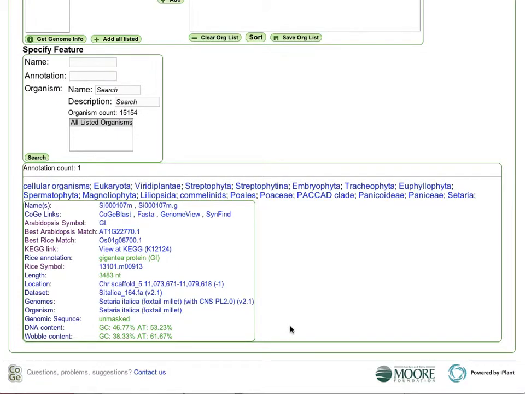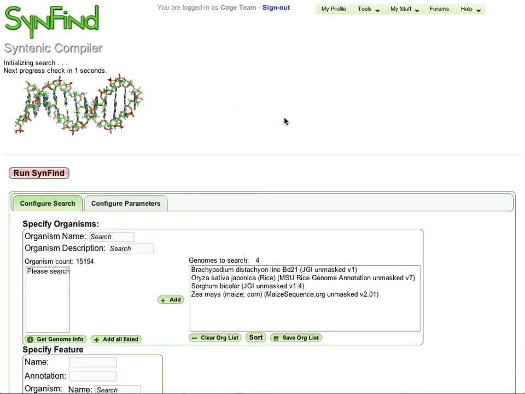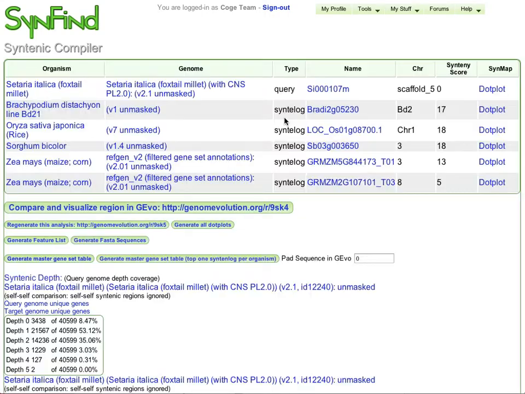One of Koji's strengths is its ability to identify syntenic genes and genomic regions among related genomes. Here we're going to use a gigantea gene of foxtail millet in order to identify syntalogs in the related genomes of Brachypodium, rice, sorghum, and maize. When these results are returned, we can see that we've identified one syntalog in each of these species, except for maize where we've identified two.